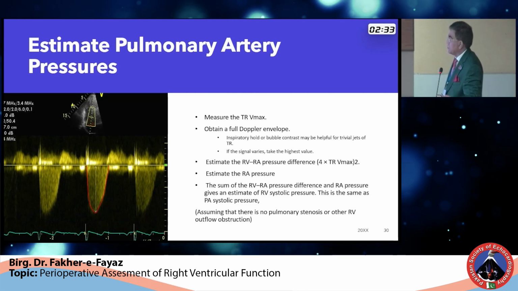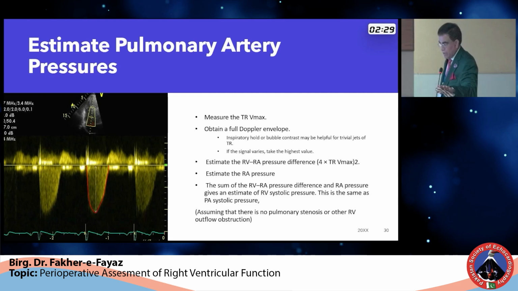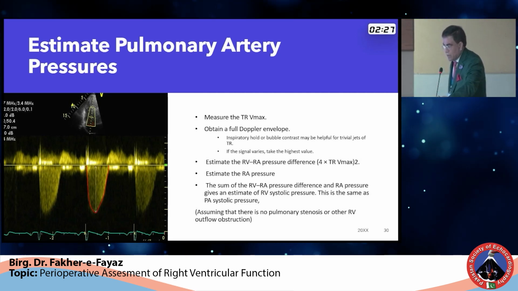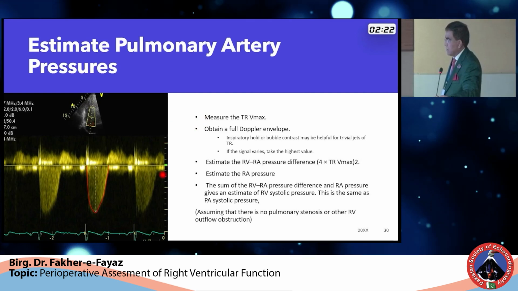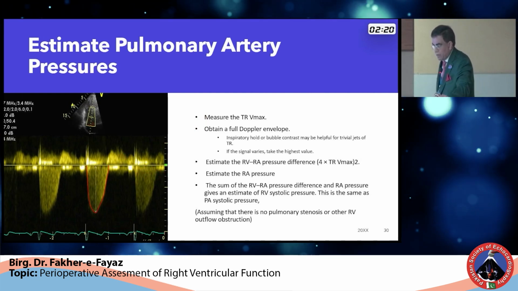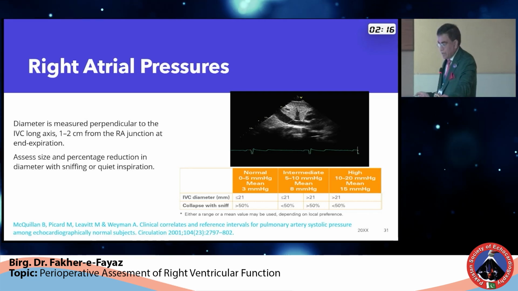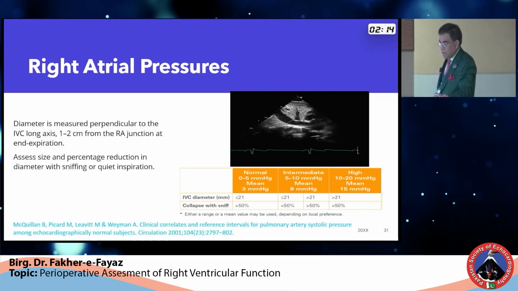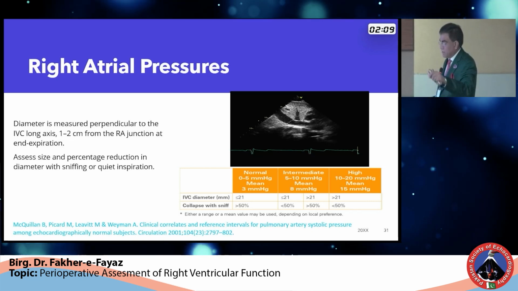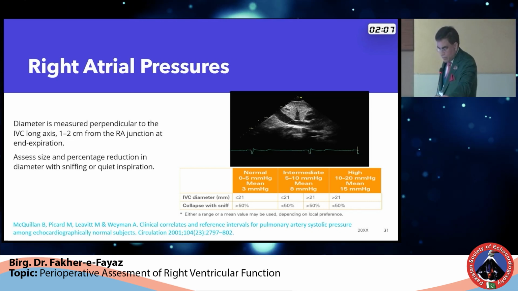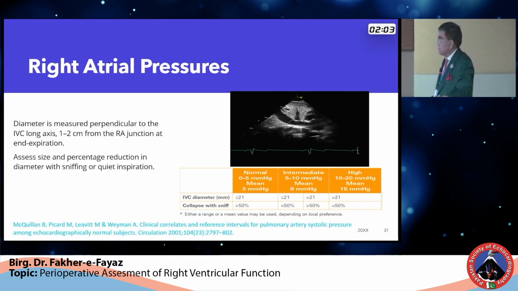We all know how to measure it, but there are a few things which I would like to stress upon: your Doppler alignment should be good. You should have a good envelope, then we should measure it. And by adding this right atrial pressure, we can have a pulmonary artery systolic pressure or the right ventricular systolic pressure if there is nothing wrong with the pulmonary valve or the pulmonary vasculature. So we all know how to do it.